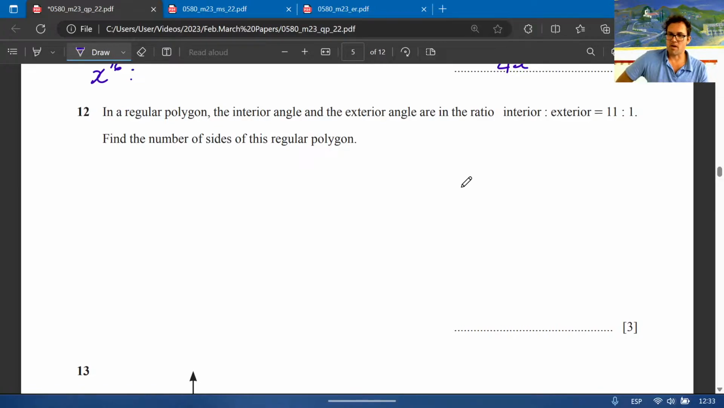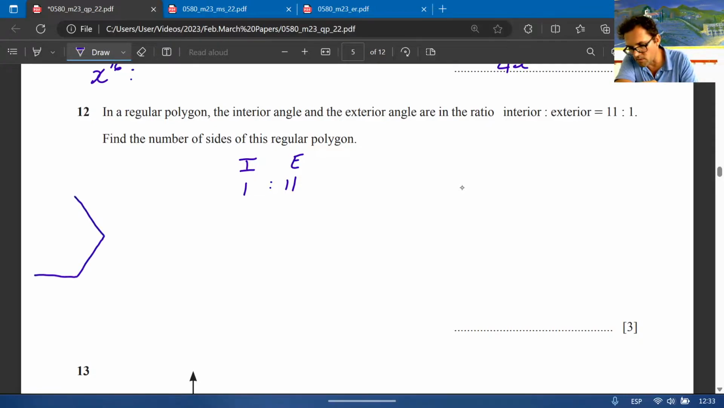Anyway. Okay. Question 12. A regular polygon. What is the ratio of the interior and exterior angle? Okay, let's write this down. So we've got the interior angle, I'm going to represent it by an I, and we've got the exterior angle. They tell us the ratio is 1 to 11. Now remember, if we've got a polygon, let's draw a polygon. Pentagon, yeah, pentagon.